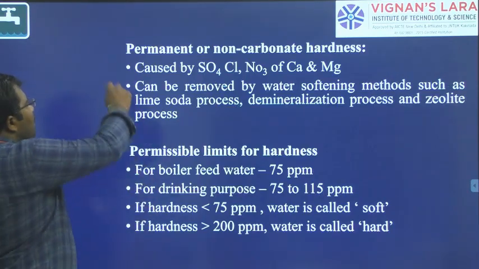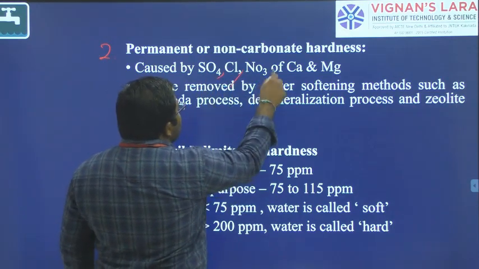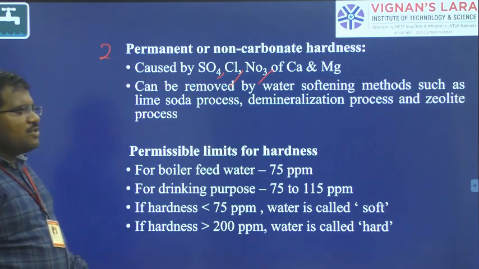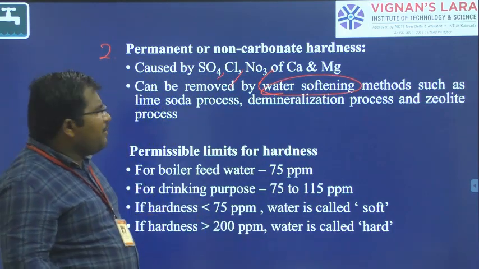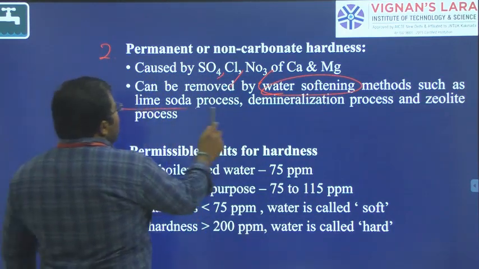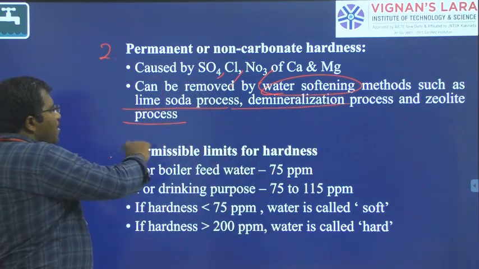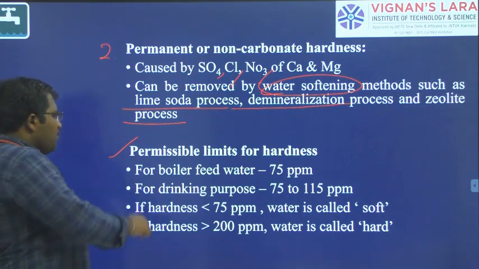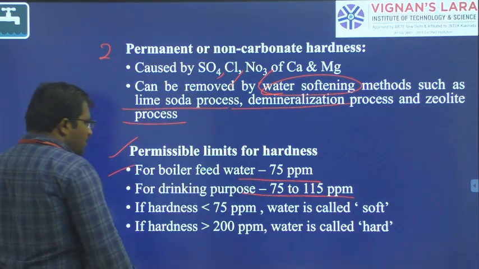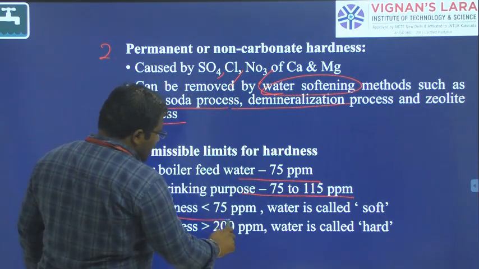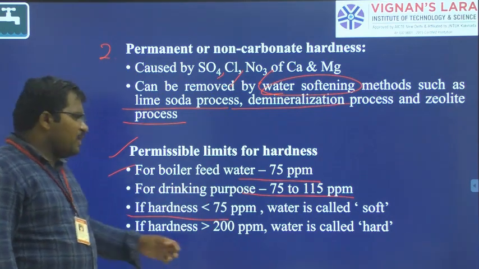Then coming to the second one, permanent hardness or non-carbonate hardness, it is caused by the sulfates, chlorides, and nitrates of calcium and magnesium, right? It can be removed by the water softening process. Softening means removal of hardness. The methods are lime soda process, demineralization process, and zeolite process. Next, permissible limits for hardness. For boiler feed water, 75 ppm. For drinking water, 75 to 115 ppm. If hardness is less than 75 ppm, water is called soft. If it is greater than 200 ppm, it is called hard.